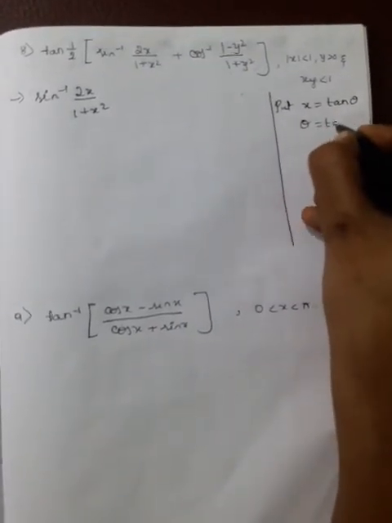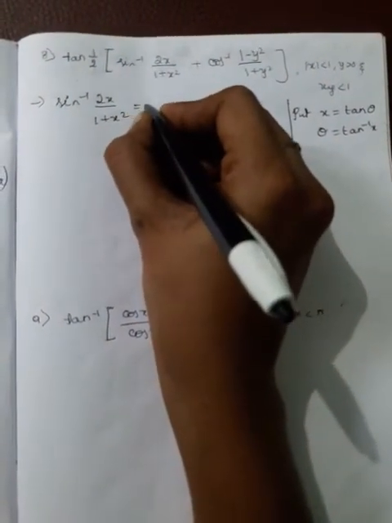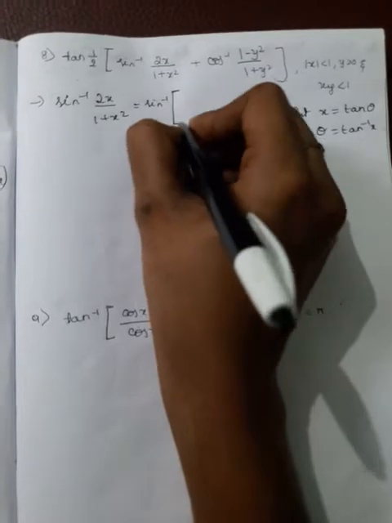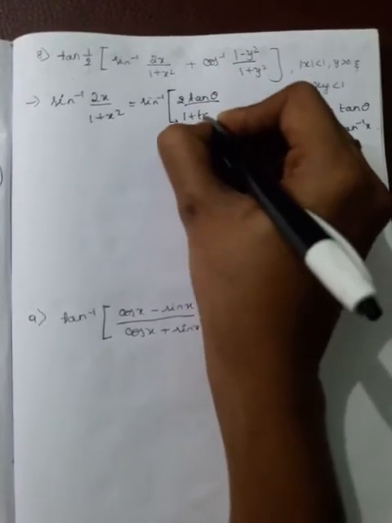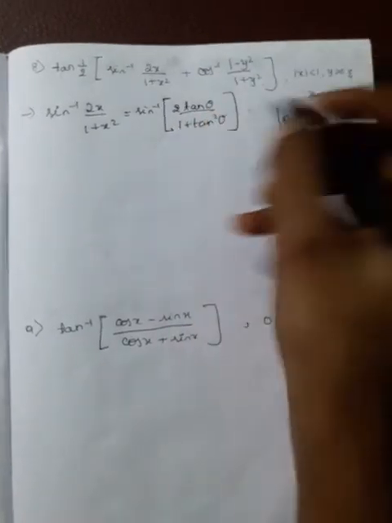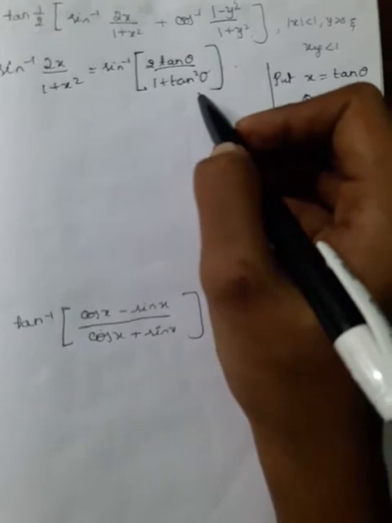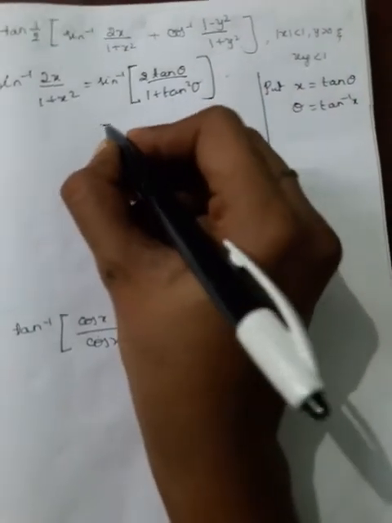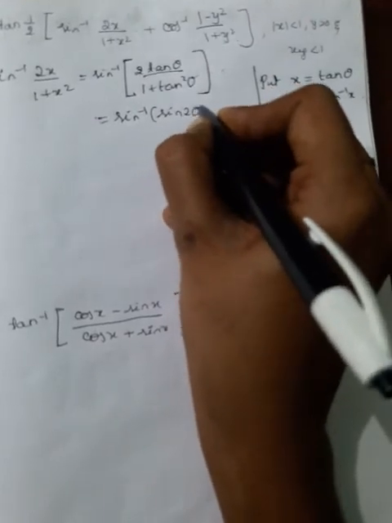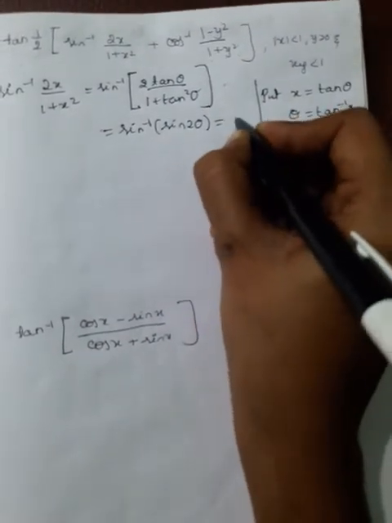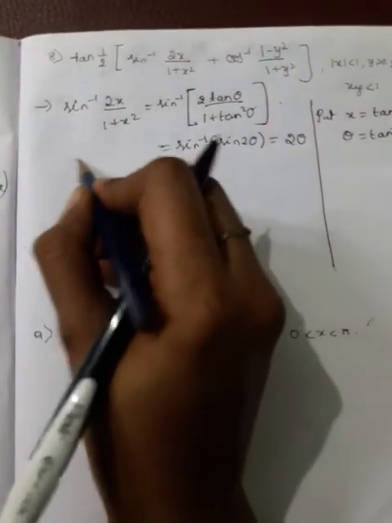Theta is equal to tan inverse of x. Put x equal to tan theta. What you get? Sin inverse of 2 times tan theta divided by 1 plus tan square theta. This formula you know, 2 tan theta divided by 1 plus tan square theta is equal to sin 2 theta. That implies sin inverse of sin 2 theta. Sin inverse of sin 2 theta is equal to 2 theta. Correct?